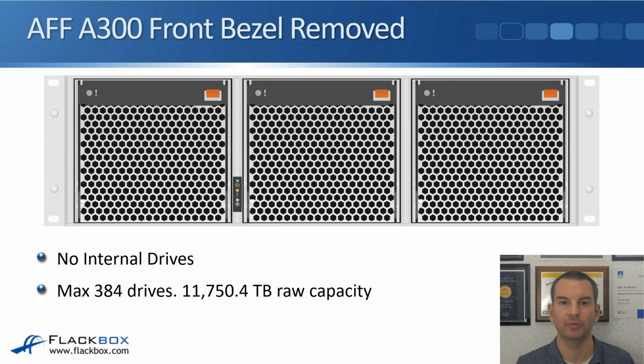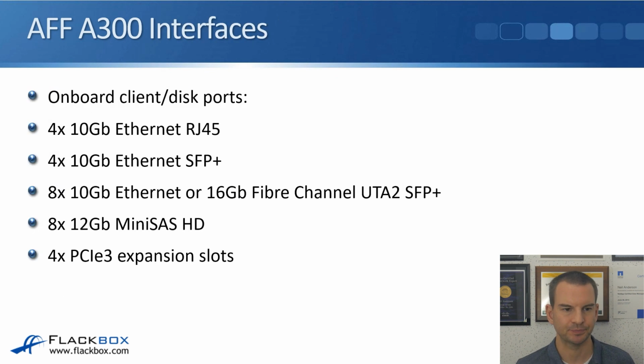Removing the front bezel from the A300, you can see that it does not have internal disks, so you need to use external disk shelves for the A300. It takes a maximum of 384 drives, and the maximum raw capacity per HA pair is 11,750 terabytes, around 11 petabytes.